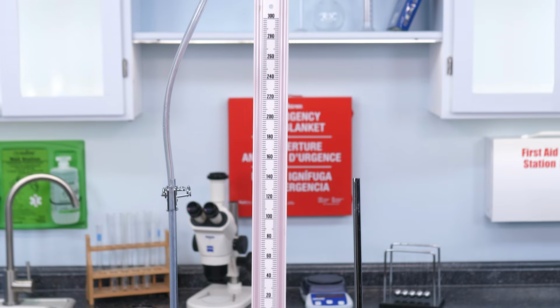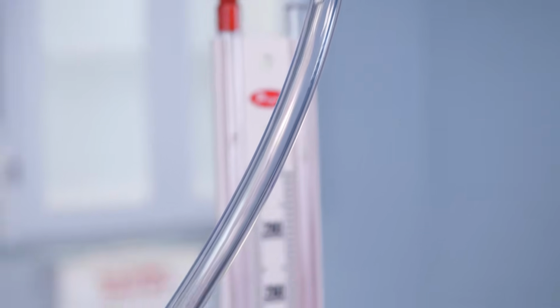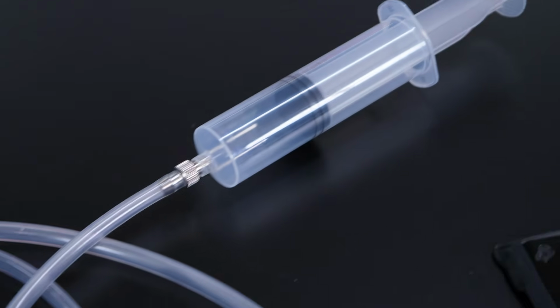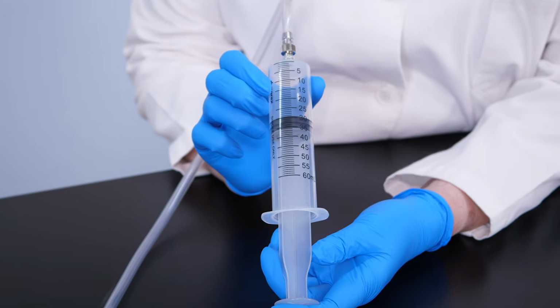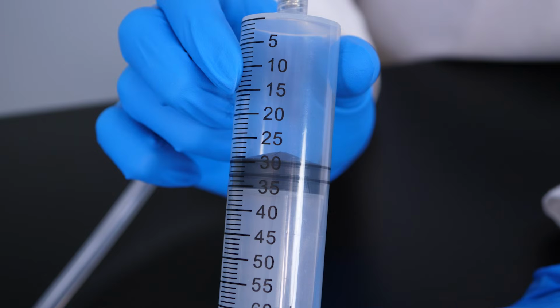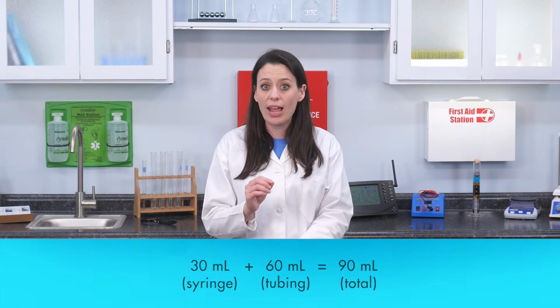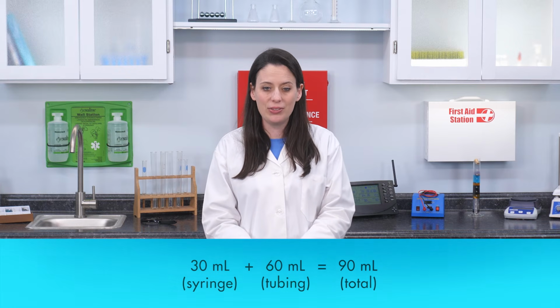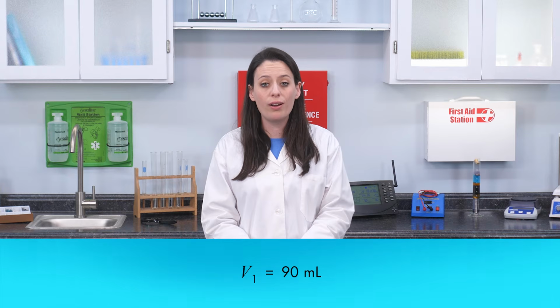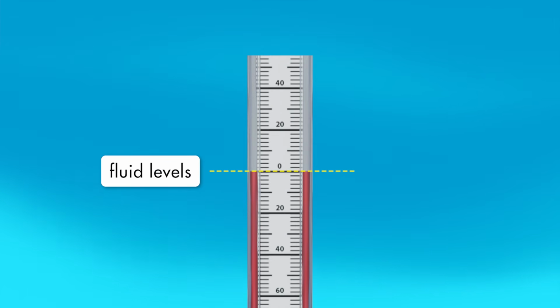To test the proportional relationship between the volume and the pressure of a gas, we have connected the left side of the manometer tube to a flexible tube, which contains 60 milliliters of air. The tube is connected to a large syringe. The plunger on the syringe is pulled out to the 30 milliliter mark. So, the total volume of air in the syringe and the tubing is 90 milliliters. This is the original volume, or V1. The fluid levels on both sides of the manometer are at the 0 mark. This indicates that the original pressure of the trapped air, or P1, is 1 atmosphere.